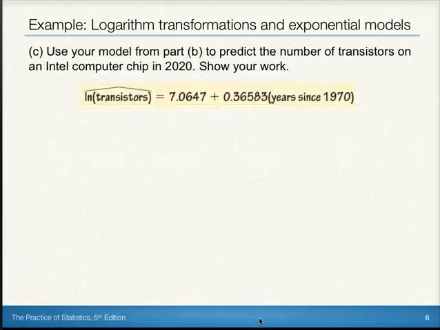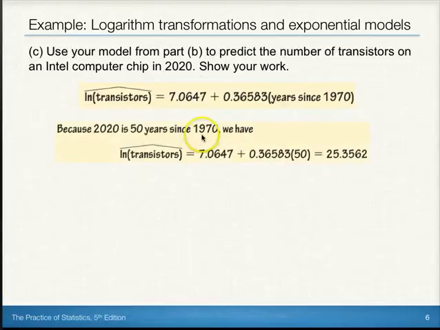Now, using that model, let's predict the number of transistors on an Intel computer chip in 2020. Now, we have to be careful here. We don't just plug in 2020 for our x variable. Recall, we defined it as years since 1970. So in this case, we'll actually have to plug in a 50 into that equation. And doing the mathematics, we find out that the predicted log of transistors is 25.3562.